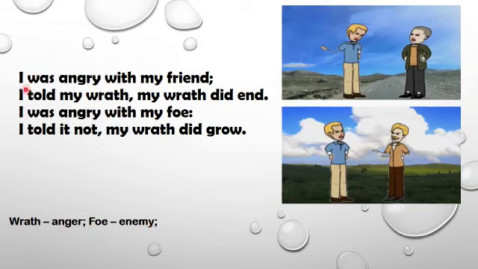So, who is this I here? I refers to the poet William Blake. So, I was angry with my friend. He was once angry with his friend and he told his anger. He told his anger, my wrath did end. There itself it ended. I was angry with my foe. Again, he was angry with his enemy. I told it not, but he did not tell him. My wrath did grow. His anger started growing.